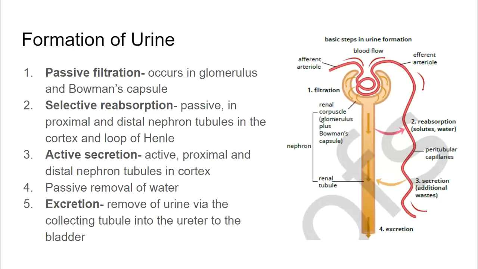So passive filtration happens in the glomerulus and the Bowman's capsule. The selective reabsorption is a passive process, and it occurs in the proximal and distal nephron tubules, in the cortex and loop of Henle. Active secretion occurs in the proximal and distal nephron tubules. Water is removed in a passive way, and then we see excretion, which is the removal of urine via the collecting tubule into the ureter and the bladder.